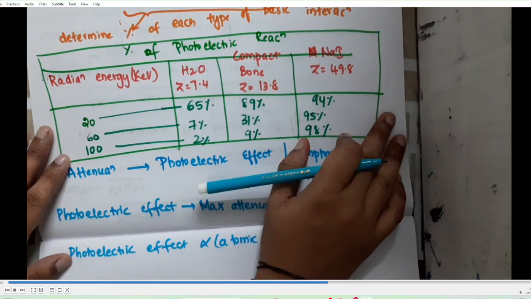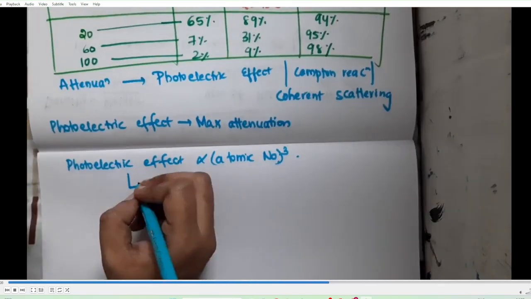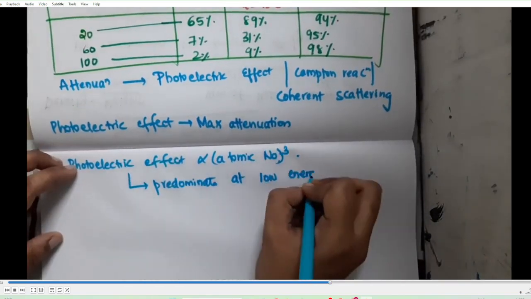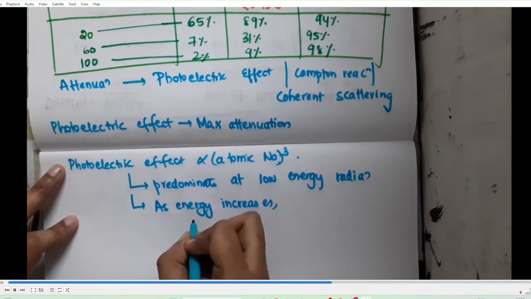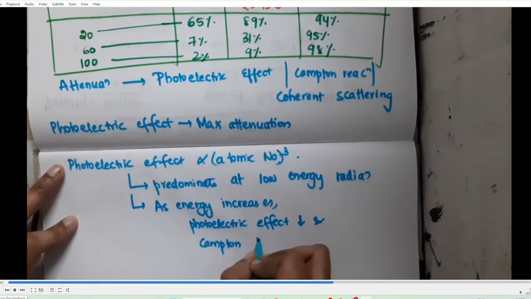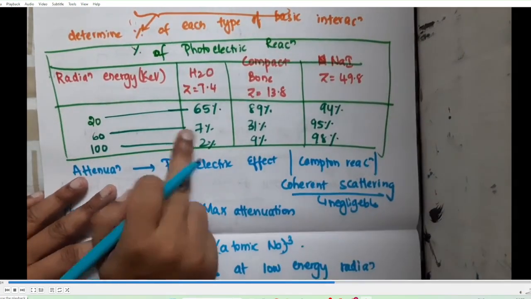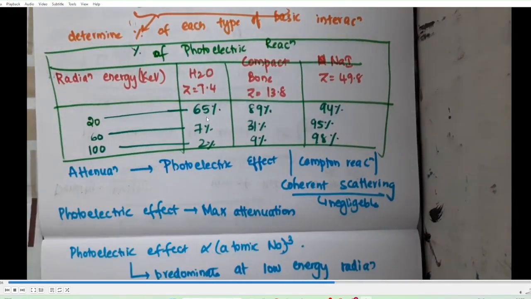So the photoelectric effect increases for water and bone as the atomic number increases. As the radiation energy increases, the percentage of photoelectric effect decreases. So photoelectric effect is directly proportional to atomic number cubed, but it predominates at low energy radiation. As the energy increases, photoelectric effect decreases and Compton effect will increase, whereas coherent scattering is negligible.